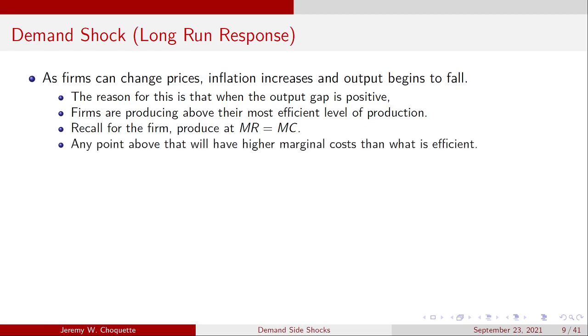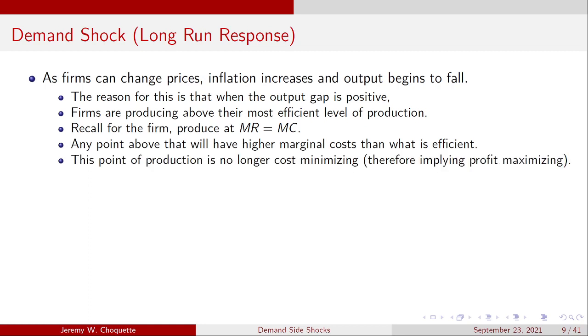Any point above that, you're going to have higher marginal costs than what is efficient. And if you've got higher than efficient marginal costs, then why are you going to be producing there, right? In the short run, you might kind of have to, but in the long run, you'd rather not. So in the long run, you're going to be able to increase your prices. When you increase your prices, your marginal costs are going to be falling because you're producing a little bit less. You're getting back to what your efficient level of production is, right?